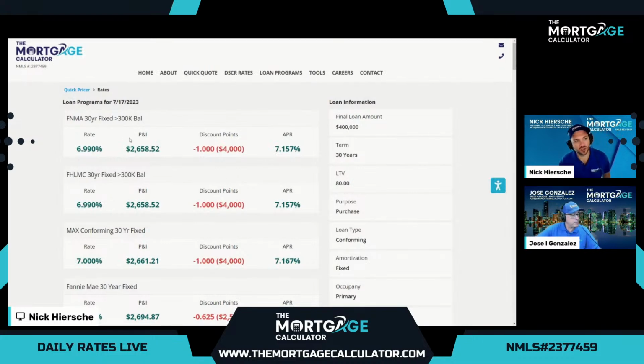A little bit up, hopefully it goes back down a little bit this week. 6.99 for one discount point in cost. Final APR of 7.157. So that's just a touch above where it was when we left off on Friday. So hopefully we see some more downward movement this week. Should be good for us.